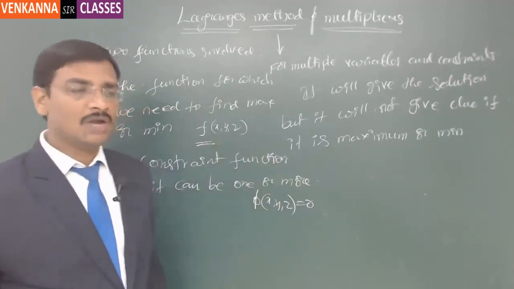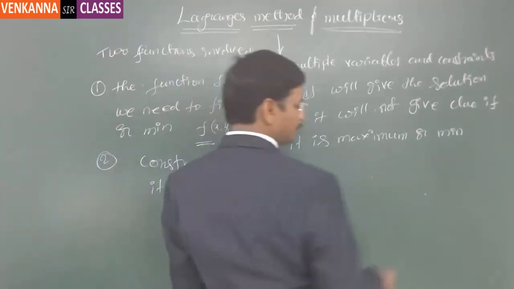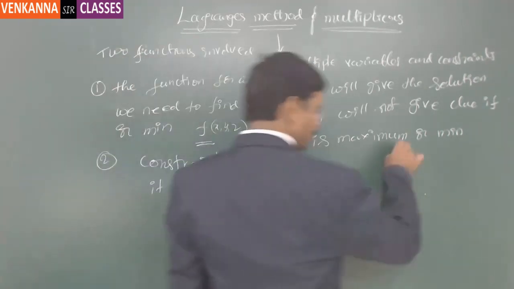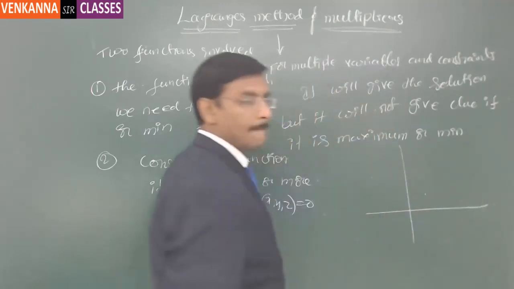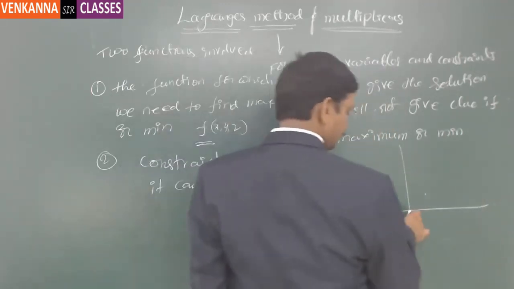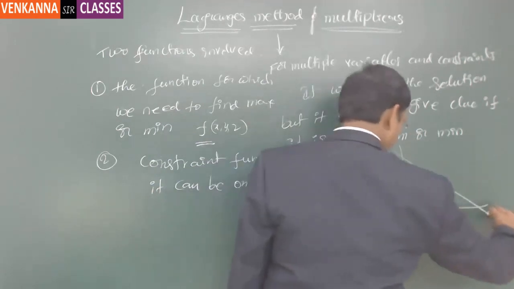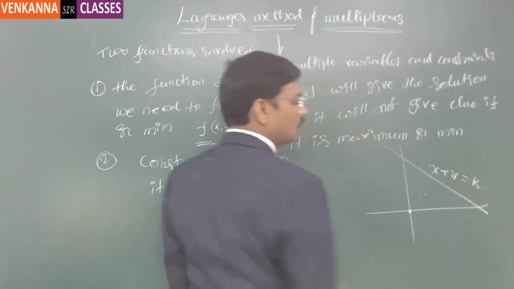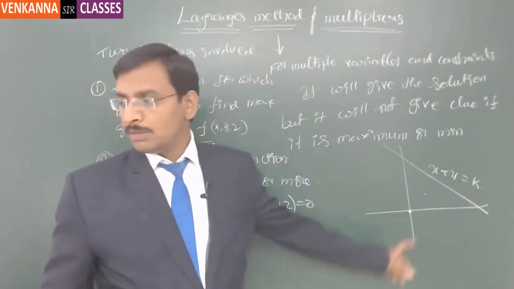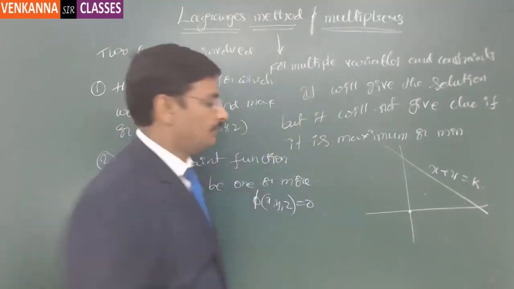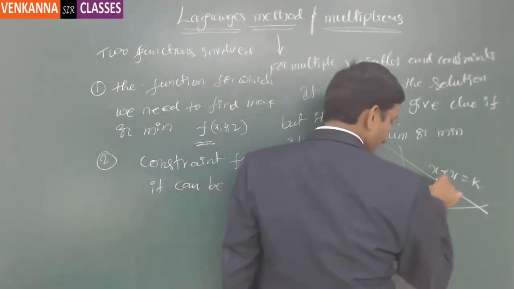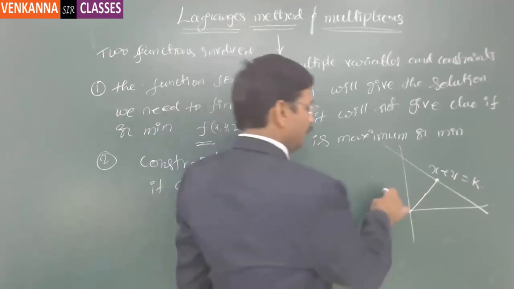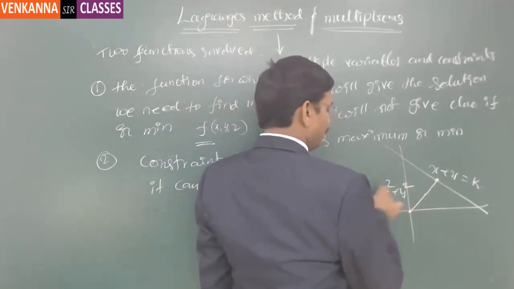For example, suppose you wanted to find the distance from a point, let us say the origin. Now this is the line x plus y equal to k. Then you wanted to identify the minimum distance between these 2 points. How are you going to get that? The distance between these 2 points is the square root of x square plus y square.